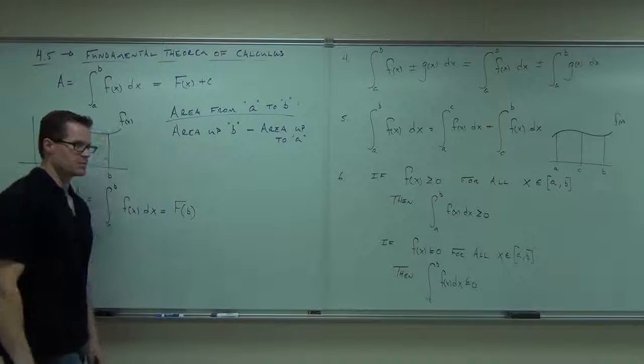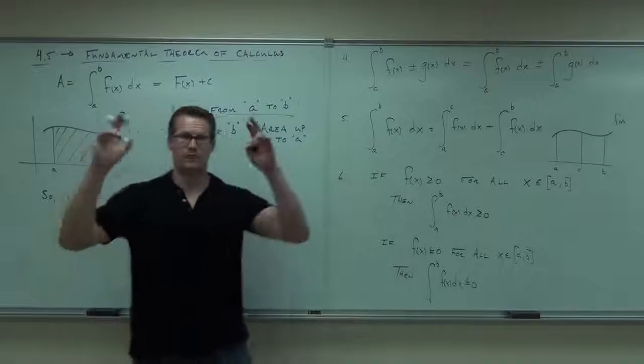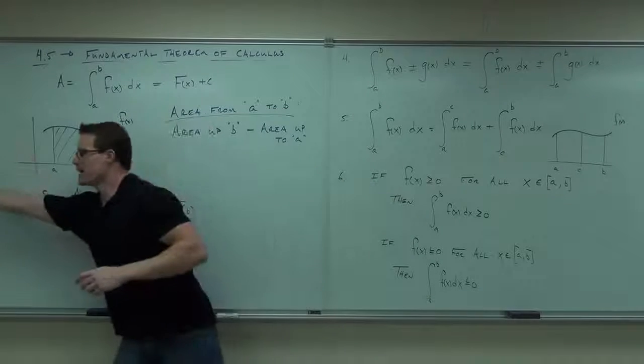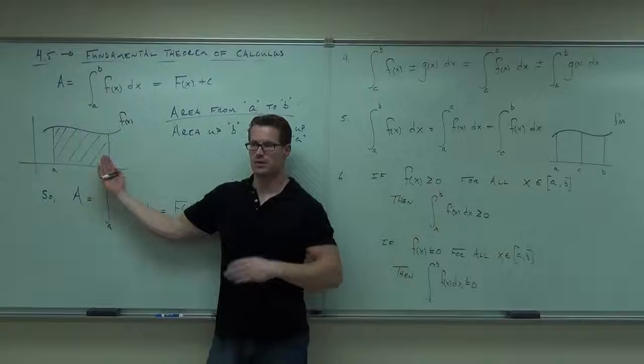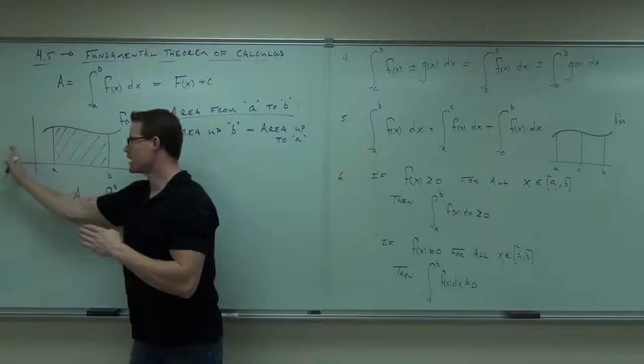The area up to B. That would include wherever your starting point is for area; that would include everything up to the point B. Everything above the x-axis to the point B, you got me? And then we'd subtract off this point A.